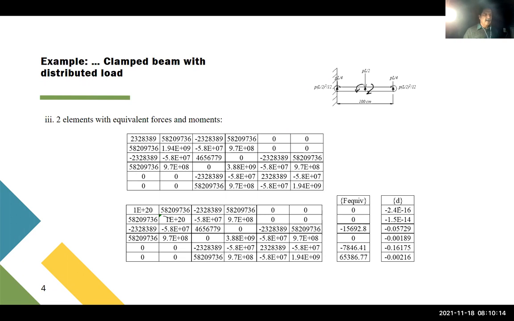Again, these values are very small, and these are negatives. This is much larger than that one, as it should be, because this is a clamped beam, so you can have a deflection like that. So at the end, let's compare between these two and also with the analytical case, because this is the simplest case, we can solve it analytically.